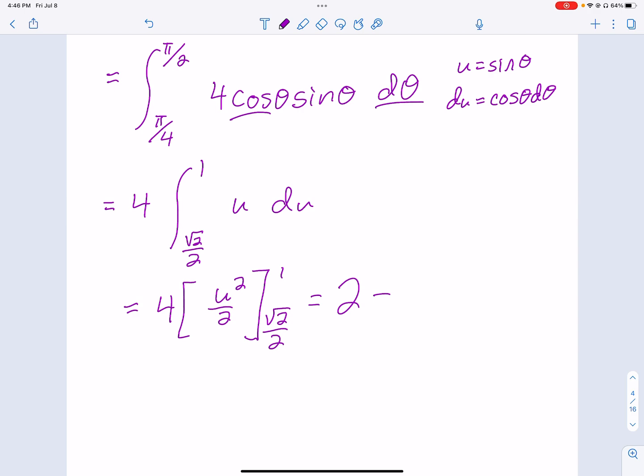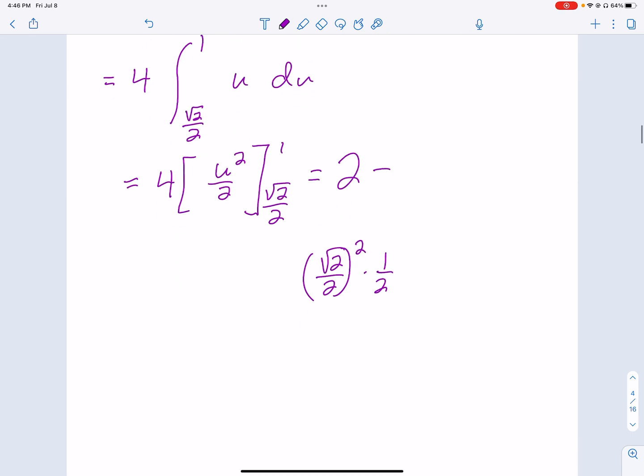I think, right? Square root of 2 over 2 squared times 1/2. That's how I would think about it. That's that over 2. So we get 2 over 4 times 1/2, which is 1/2. 1/2 times 1/2 is 1/4, times 4, which is 1. So our answer is 1.